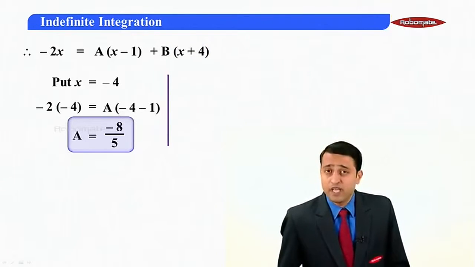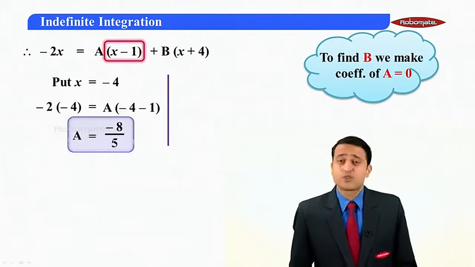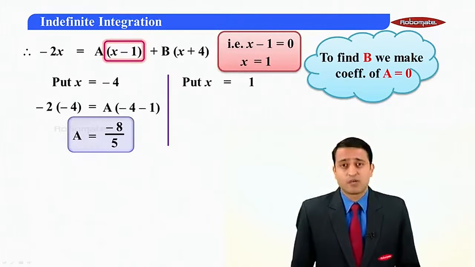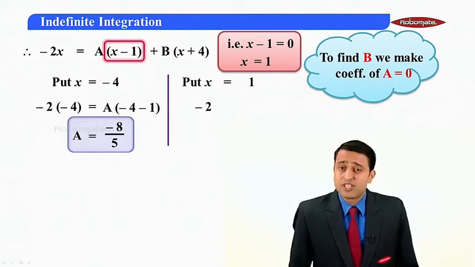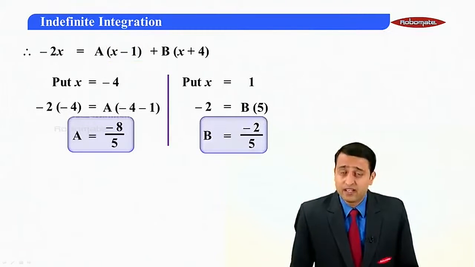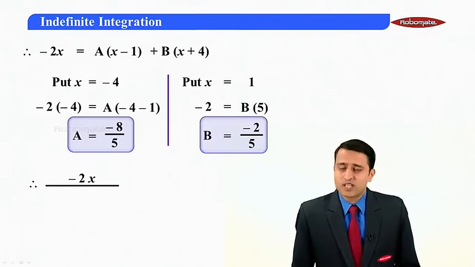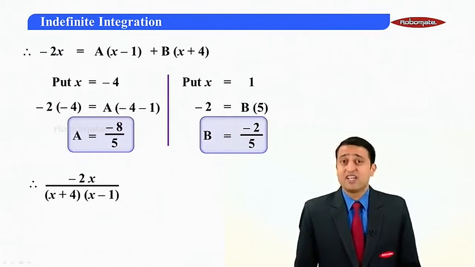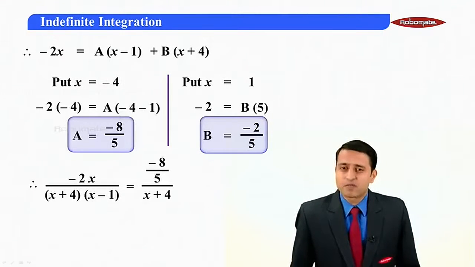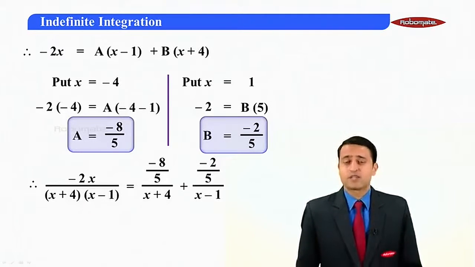Likewise, if I have to find b, I'll make coefficient of a equal to 0. That is, x minus 1 should be 0. And x minus 1, 0 means x is equal to 1. So let us put x is equal to 1. We get minus 2 is equal to b into 5, or b is minus of 2 by 5. Now my dear students, once a and b is done, can I say minus 2x upon x plus 4 into x minus 1 is equal to, now it was a upon, so minus 8 by 5 upon x plus 4 plus b upon, so minus 2 by 5 upon x minus 1.